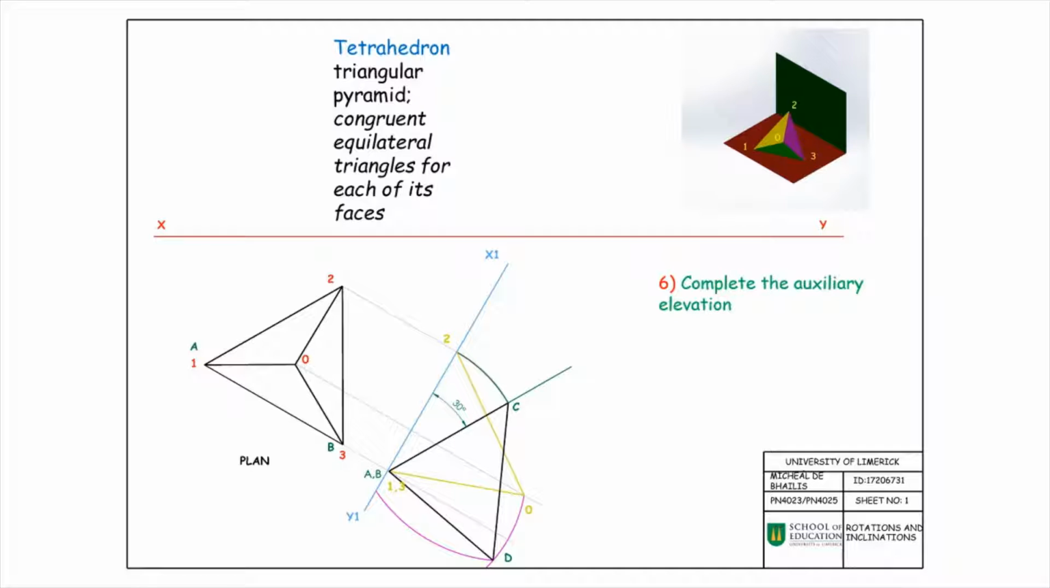We can now pause the video to discuss why we project an auxiliary view parallel to the edge 1,3, and why this is a true length. You can now use your augmented reality barcode to help you visualize this.